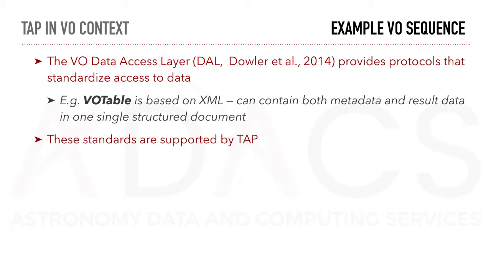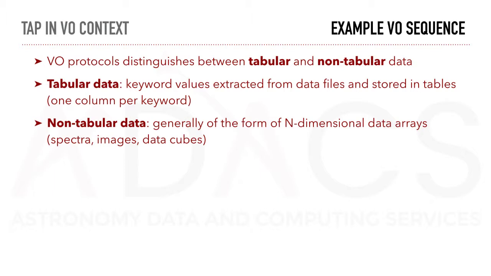The VO Data Access Layer, or DAL, provides protocols that standardize access to data. For example, the VOTable is based on XML and can contain both metadata and results data in one single structured document. These standards are supported by TAP. VO protocols distinguish between tabular and non-tabular data. Tabular data corresponds to key-value pairs, which are extracted from data files and stored in tables, where one column includes all values for a specific keyword. Non-tabular data generally corresponds to n-dimensional arrays, such as spectra, images, and data cubes.